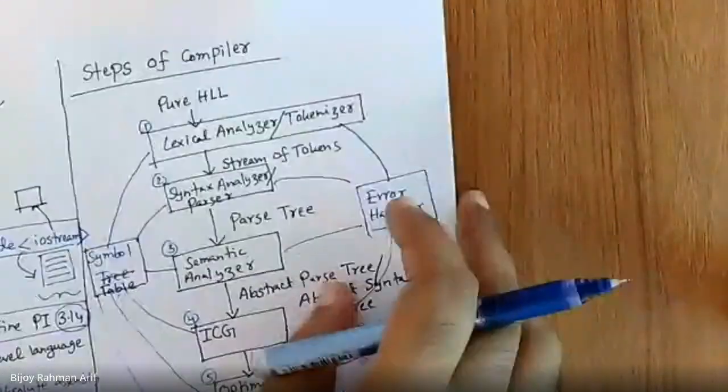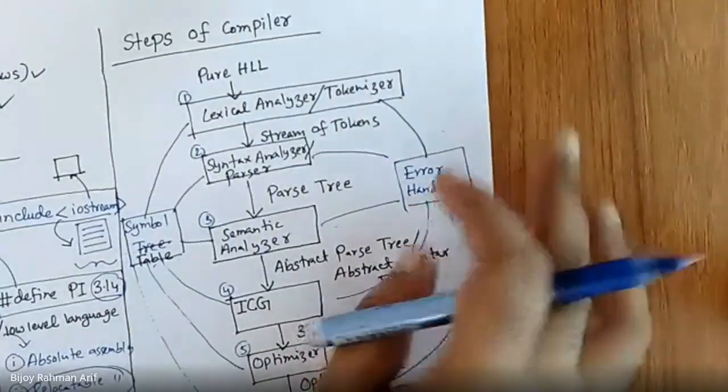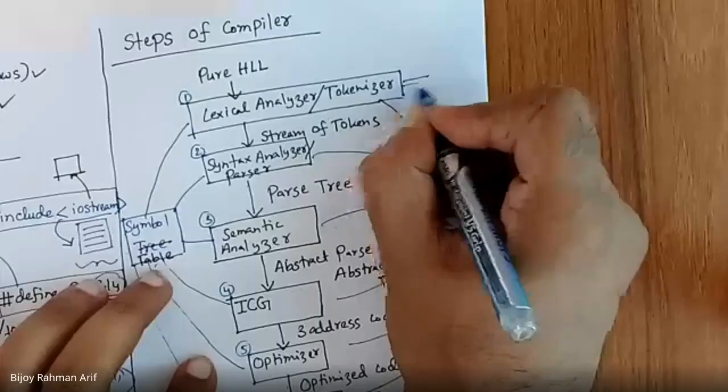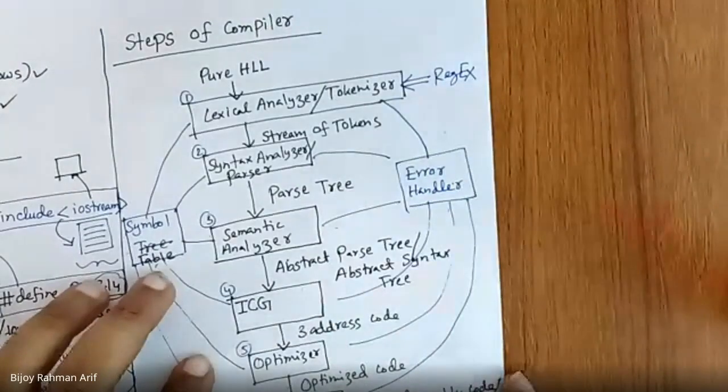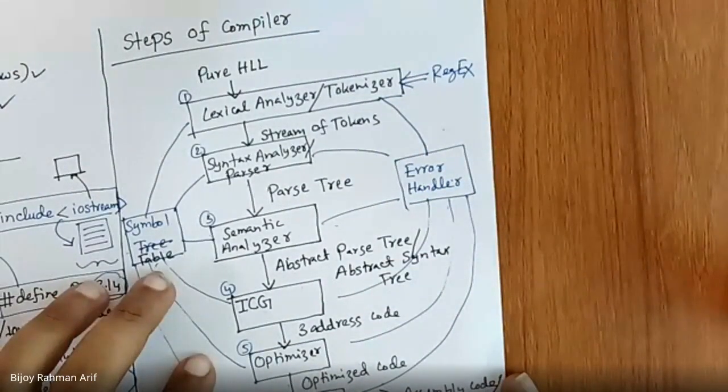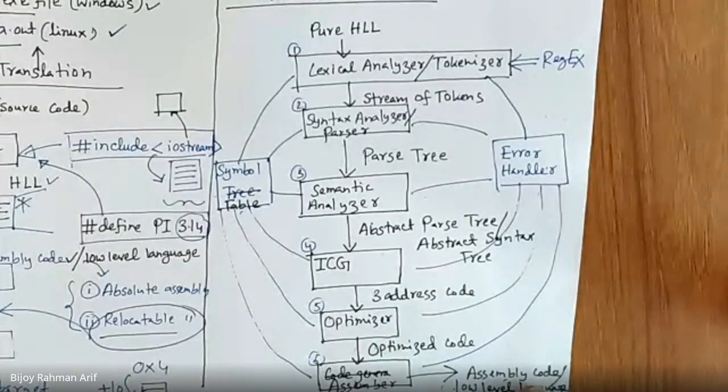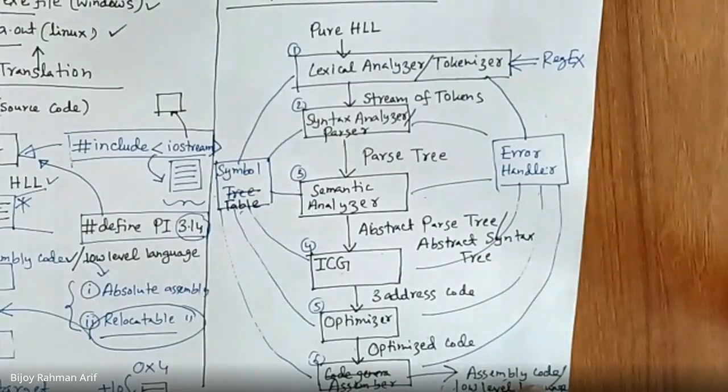Lexical analyzer always takes help from one kind of thing, which is nothing but, what is that called? Regular expression. Regex. And what is regular expression? What type of automata is regular expression? No, not context free. What type of automata is regular expression? Very simple one, the simplest one. What is that? Finite automata.